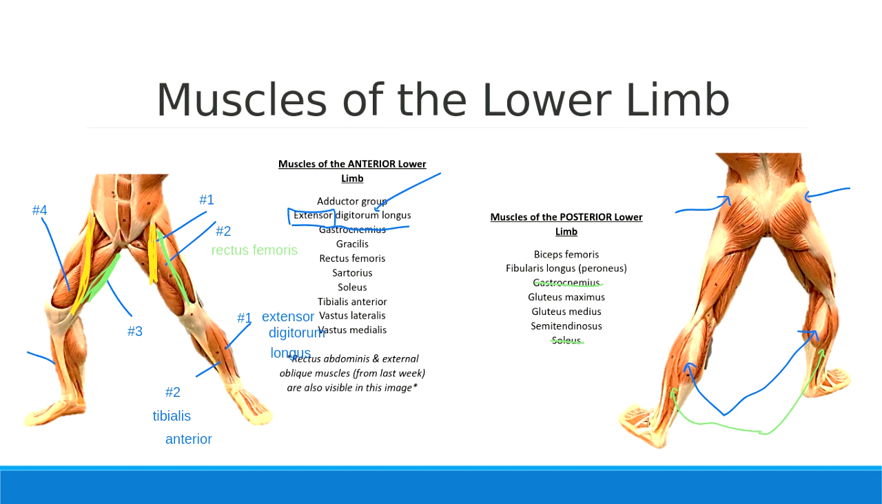Semitendinosus and semimembranosus are next door neighbors to each other. So I'm going to consult my friend Google really fast to get you a good picture of the two of them, and then we'll translate that onto our picture. We'll try this one here and see if it helps us out. All right.